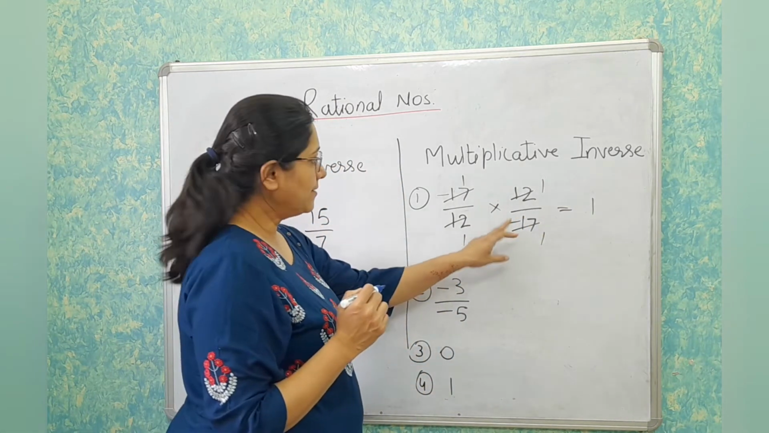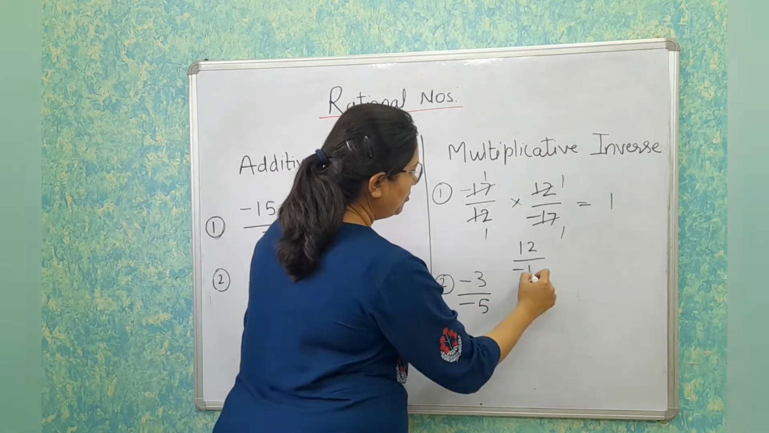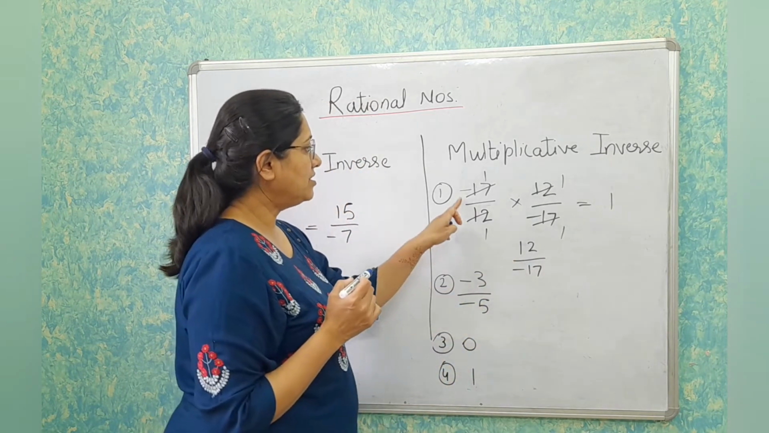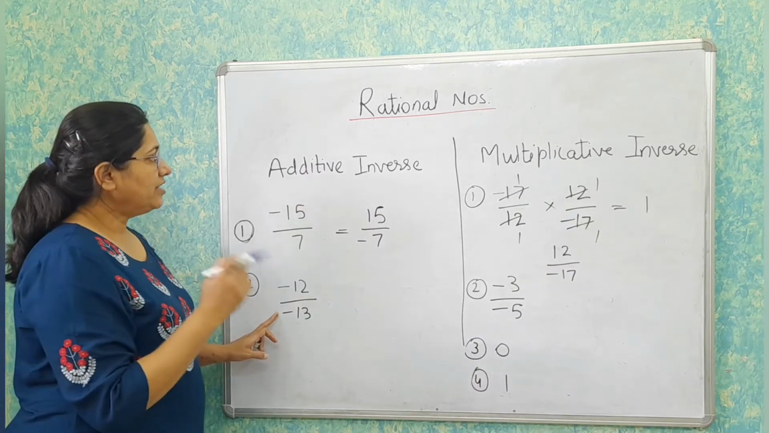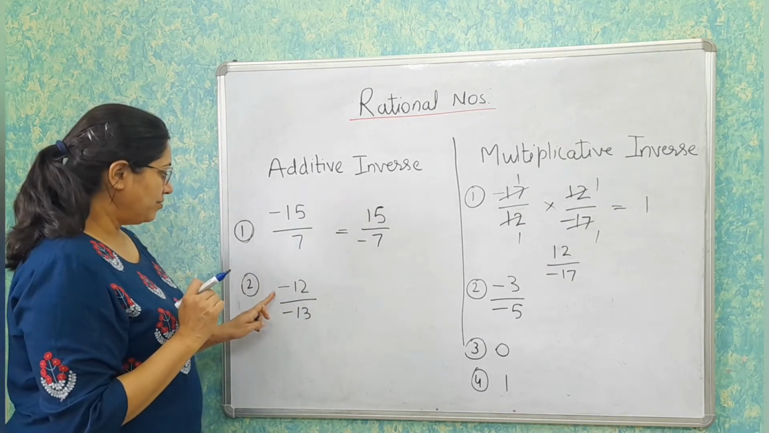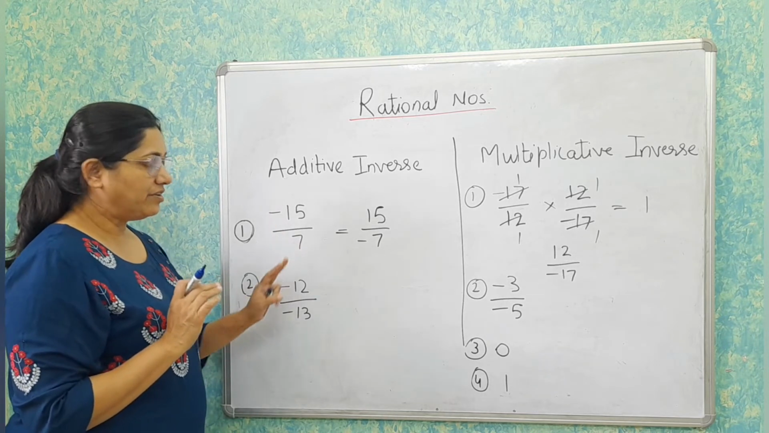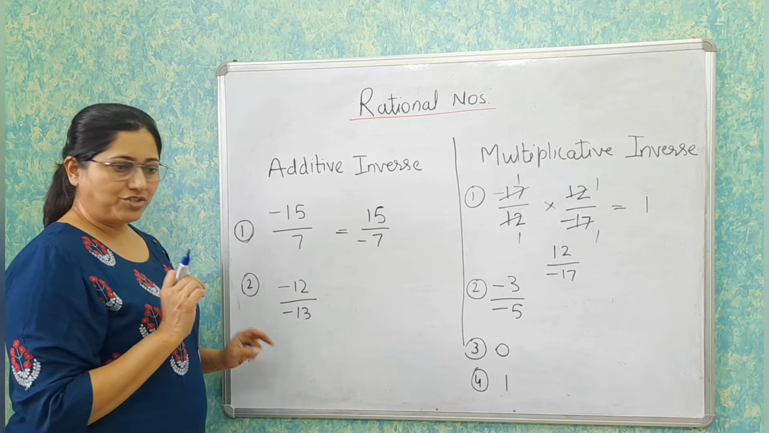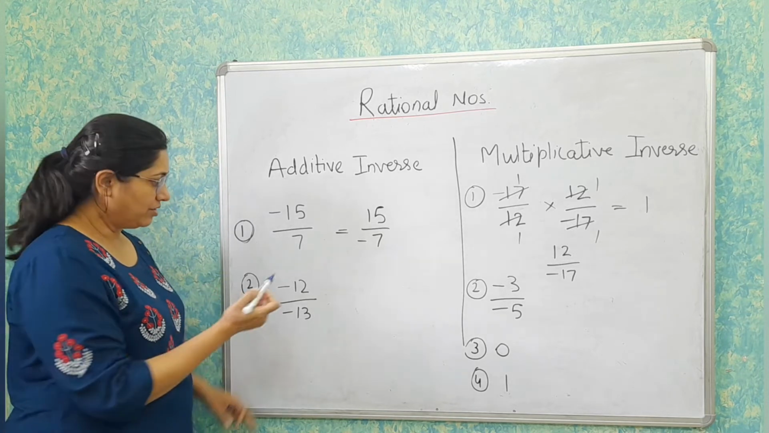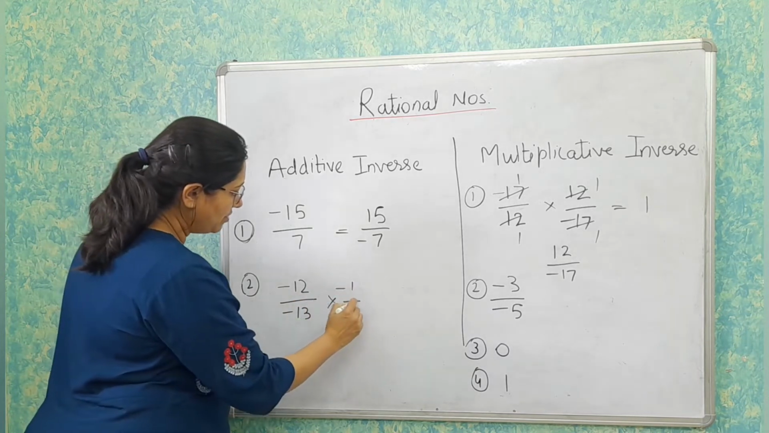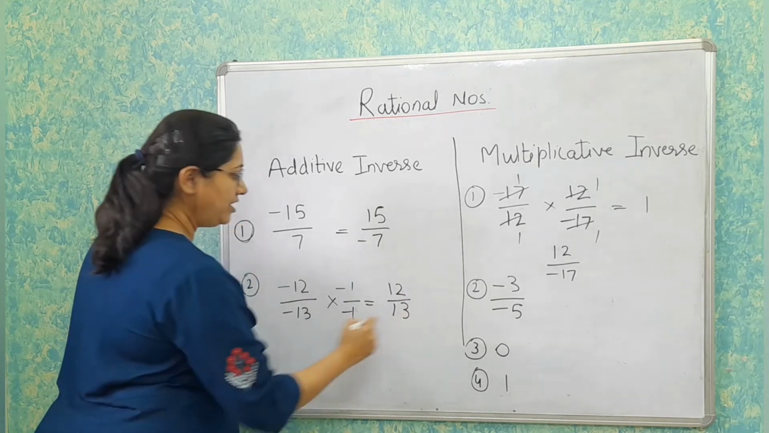So what is the answer? 12 upon minus 17. Because only 12 upon minus 17 makes this minus 17 upon 12 into 1. Again we will learn how to take additive inverse. Minus 12 upon minus 13. But whenever we have to take additive inverse of any number, we have to make sure that denominator should be positive. But right now it is negative. So I will multiply it with minus 1.